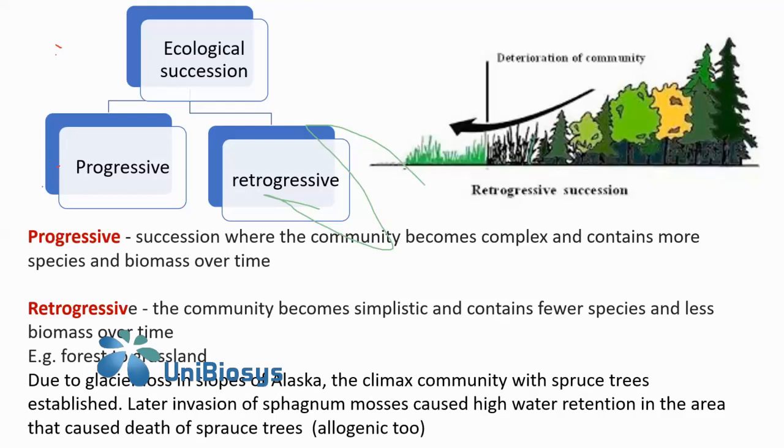Understood? So progressive and retrogressive. Progressive, simple to complex, and retrogressive, complex to simple. You just think about this example, then you will understand what is retrogressive succession. Okay. So shall we move on to the next?